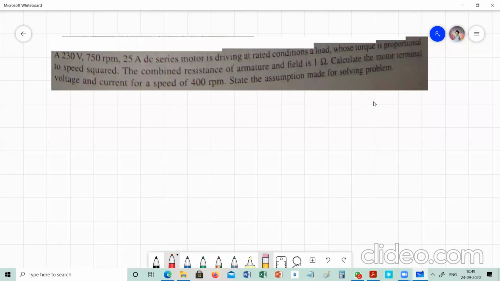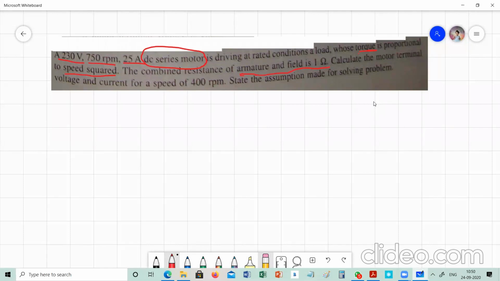A 230 volt, 750 RPM, 25 ampere DC series motor is driving, at rated conditions, a load whose torque is proportional to speed square. In this case the torque is not constant, but the torque is proportional to speed square. The combined resistance of armature and field is 1 ohm, so Ra plus Rf is equal to 1 ohm.